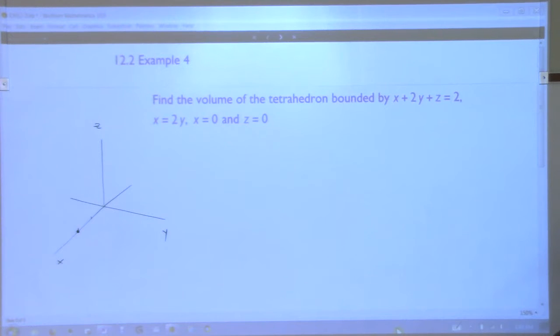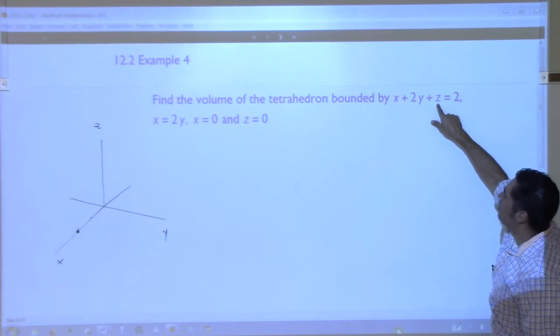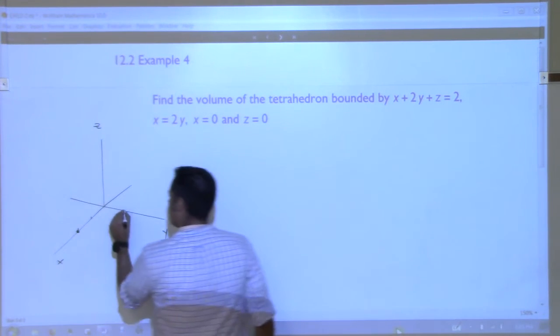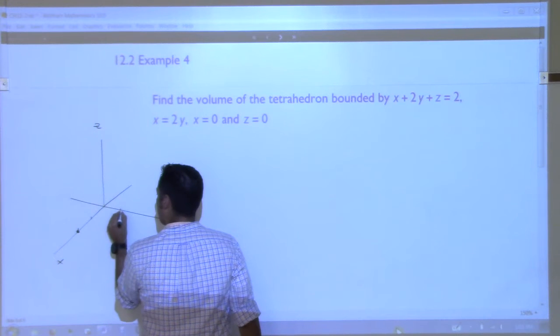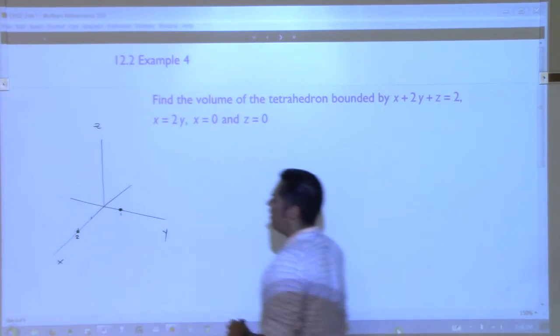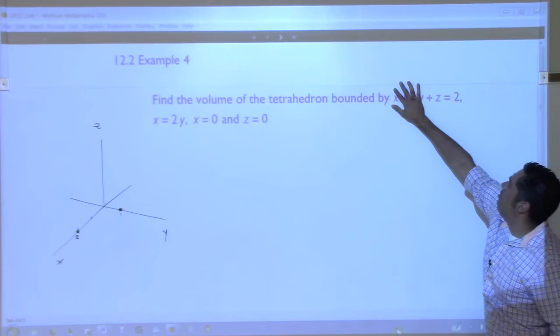So let's figure out where it hits the y-axis. So you let x be 0 and z be 0, and you get 2y equals 2, so y is 1. So if x and z are 0, we get y is 1 here. That was 2, so here's my y. And then, where does it hit the z-axis? At 2 also, right? So you let x and y be 0, you get z is 2.